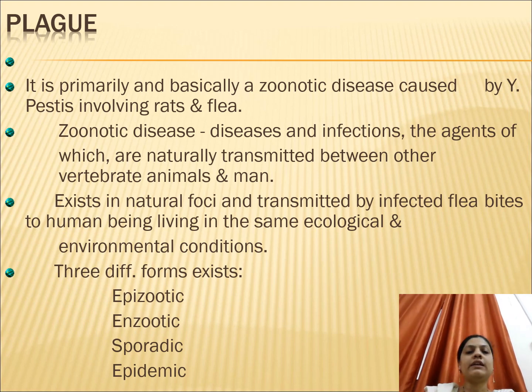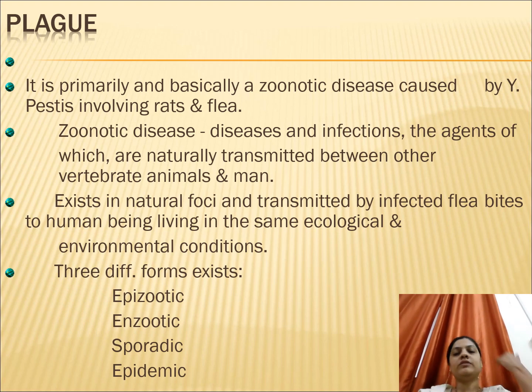Zoonotic diseases are those the agents of which are naturally transmitted between vertebrate animals and man. It exists in natural foci and is transmitted by infected flea bites to human beings living in the same ecological and environmental condition. There are three different forms of plague: epizootic, enzootic, and sporadic. Whenever there is an epidemic among the rodents in the forest, it is the epizootic. It's also present endemically, and it can also occur in the sporadic form.